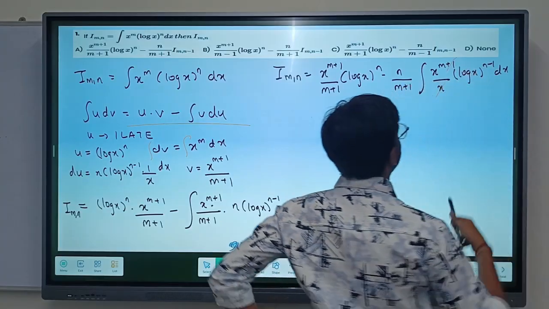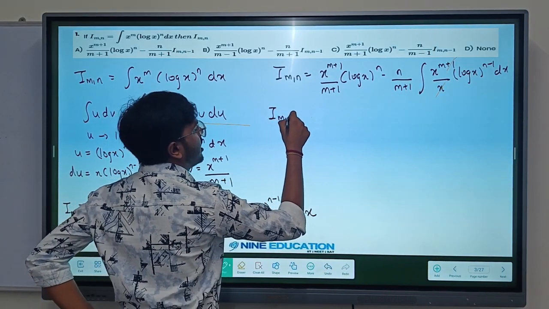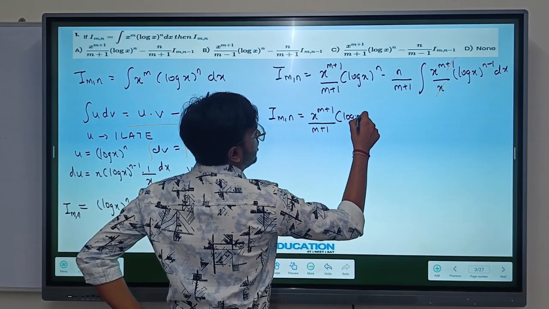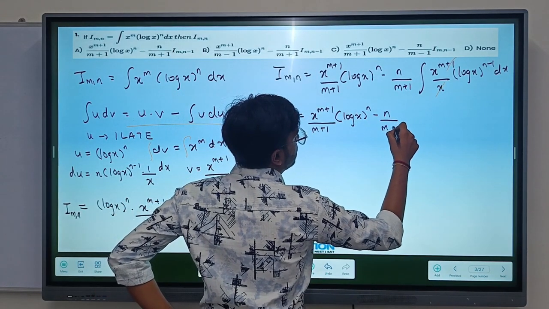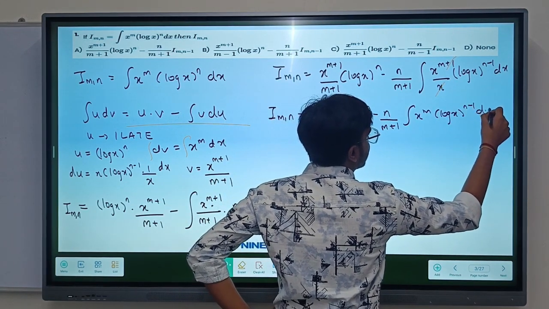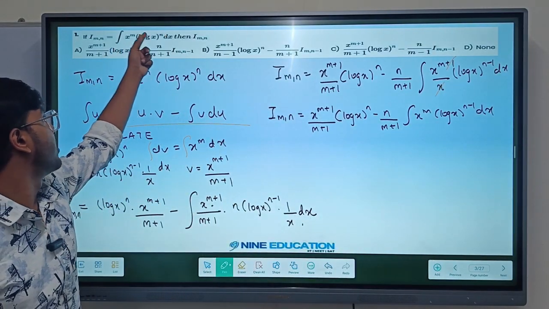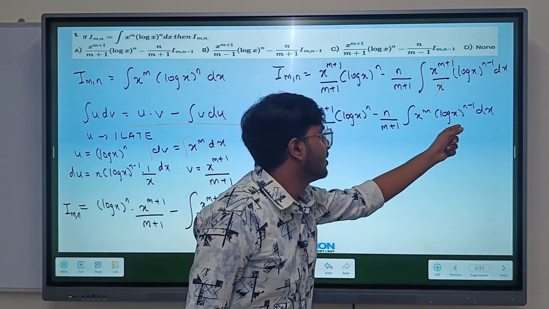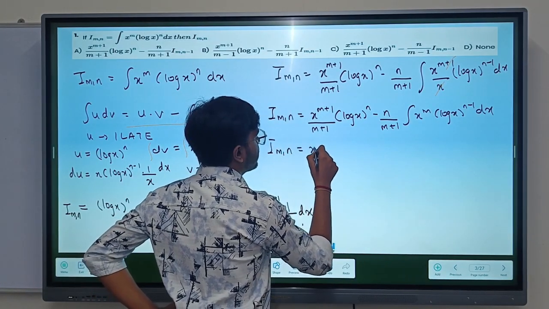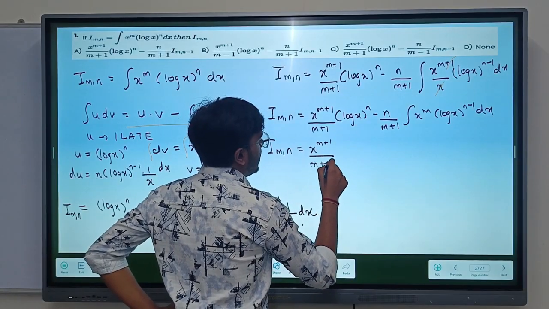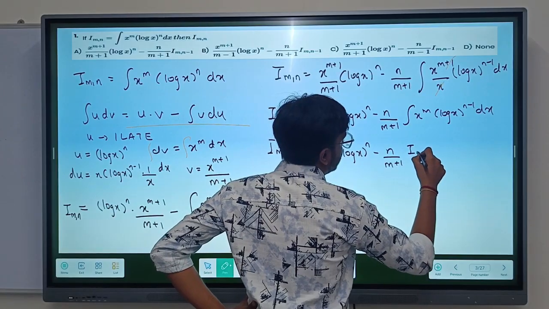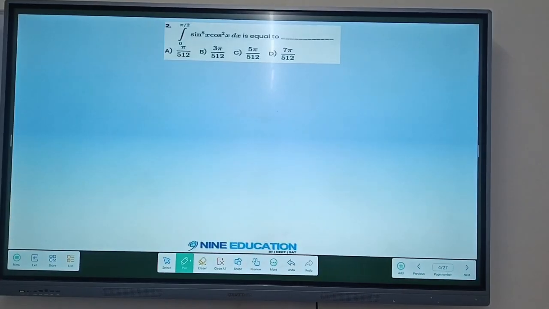So I can cancel this 1 with x. So finally what I am getting, Imn equal to x power m plus 1 divided by m plus 1 multiplied by log x power n, minus n by m plus 1 integration x power m into log x power n minus 1 dx. Now if you notice, x power m log x power n is Imn. So x power m log x power n minus 1 would be Imn minus 1. So Imn equals x power m plus 1 divided by m plus 1 log x power n minus n by m plus 1 into Imn minus 1.